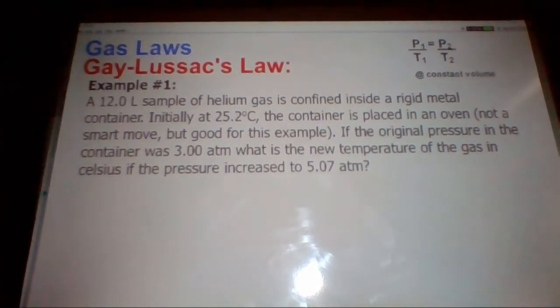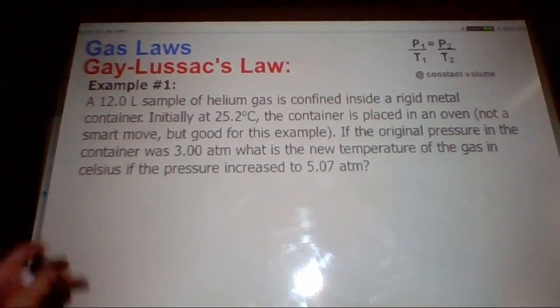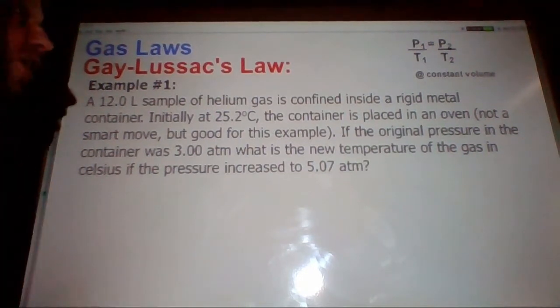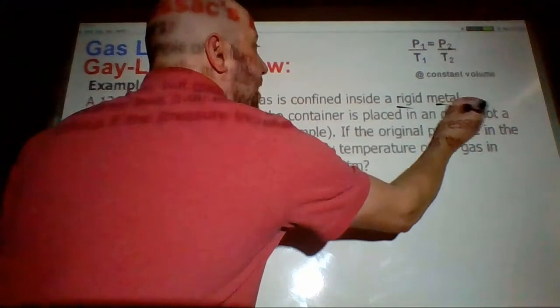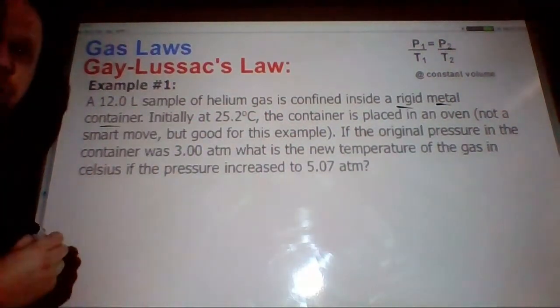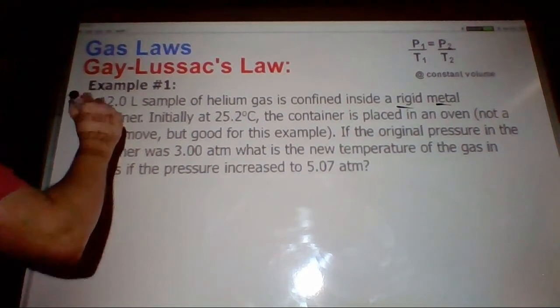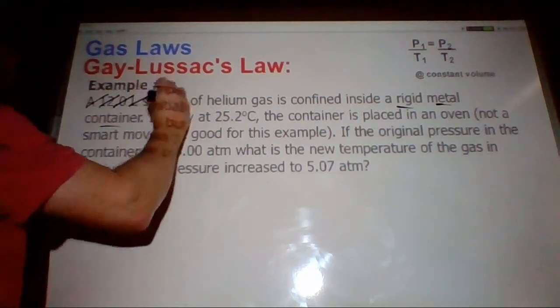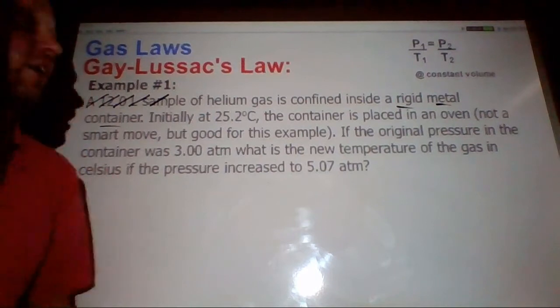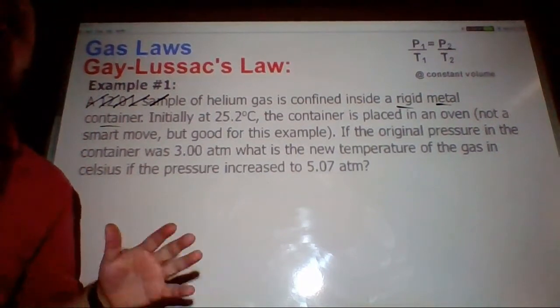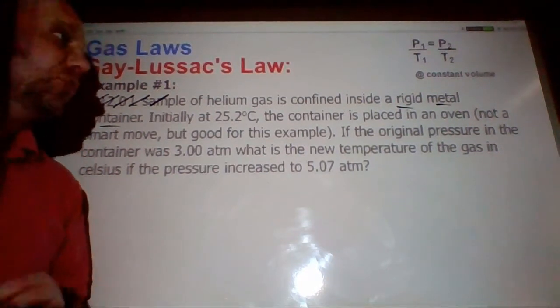A 12-liter sample of helium gas is confined inside a rigid metal container. That's a clue right there. A rigid metal container doesn't change volume. So this 12.0 liters that they gave us, that was a trick. We can get rid of something like that. Volume doesn't change in this relationship, so we can ignore volume.